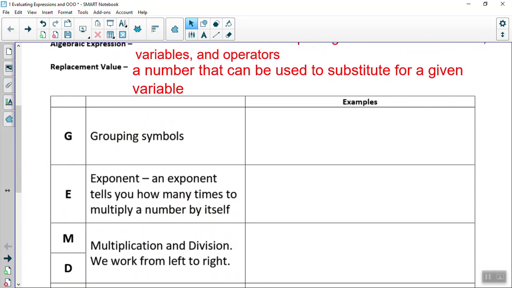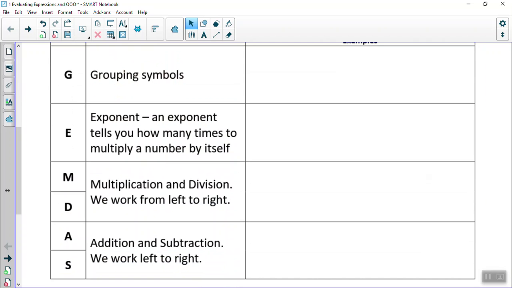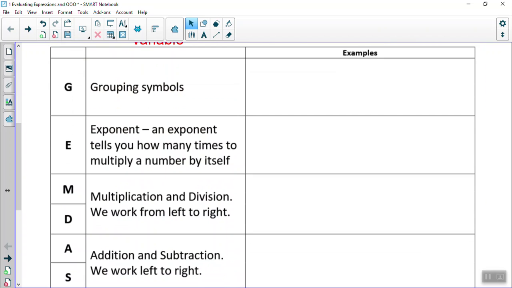Alright, so let's come down and talk about the actual order that we use when we evaluate problems. And we can use this acronym GEMDAS to help us remember. So G stands for our grouping symbols. Some examples of that can be parentheses, brackets, a square root symbol, the absolute value symbol, or a fraction bar.